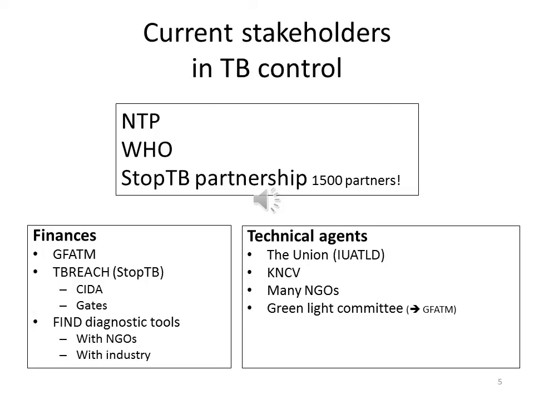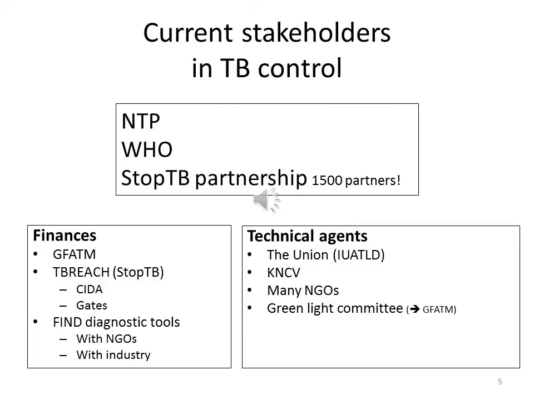TB Reach is a funding mechanism inside the Stop TB partnership. It is supported by Canada and the Gates Foundation and others, and provide grants for improving approaches and technologies. FIND is another partnership involving governments, NGOs, and industry, and is focused only on diagnostics. Technical agents provide technical assistance to national tuberculosis programs and are members of the Stop TB partnership.